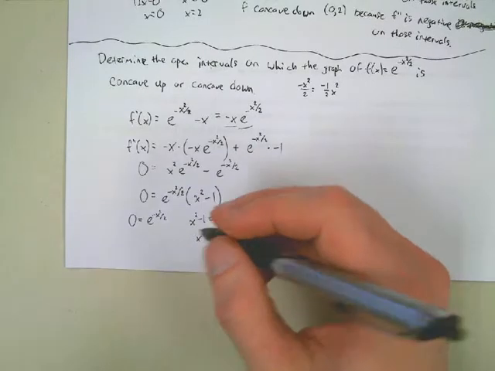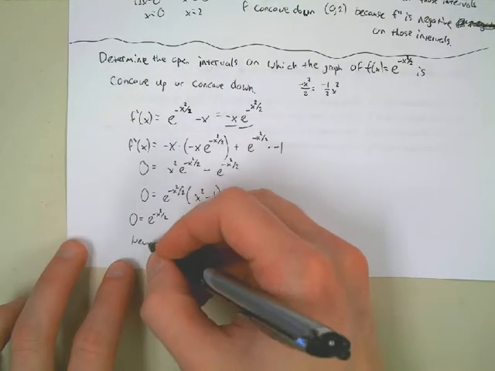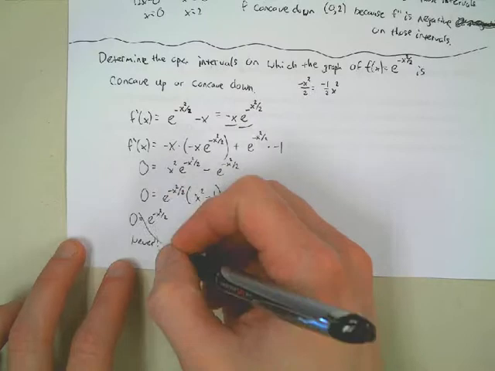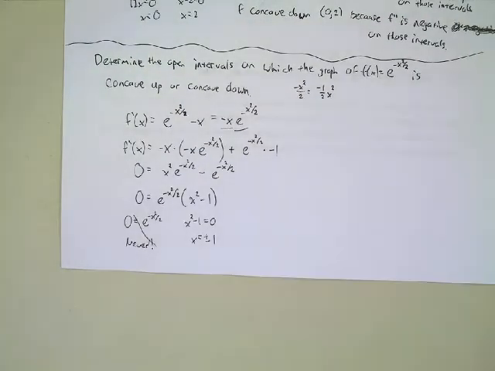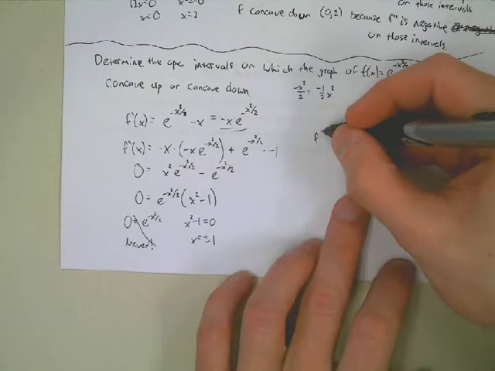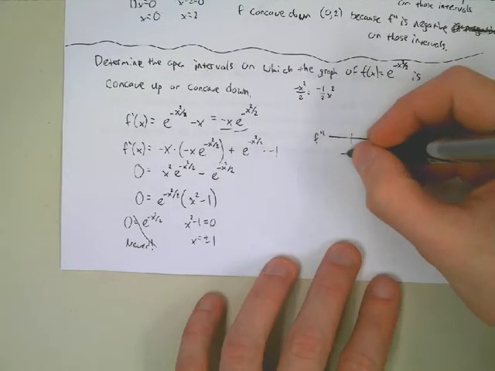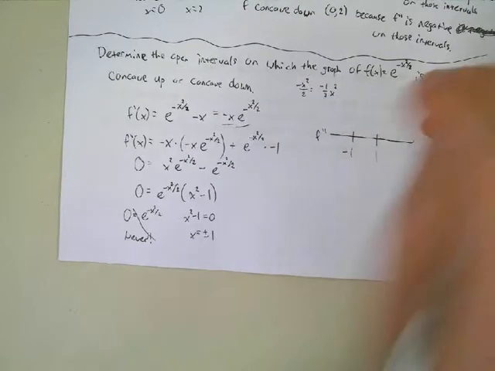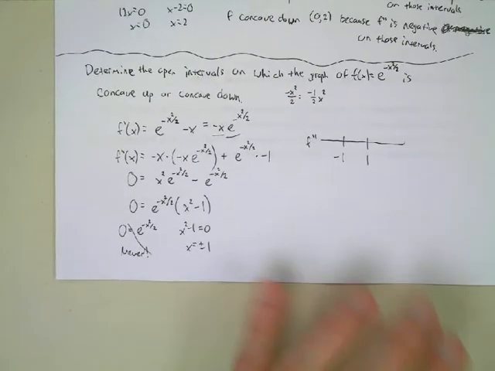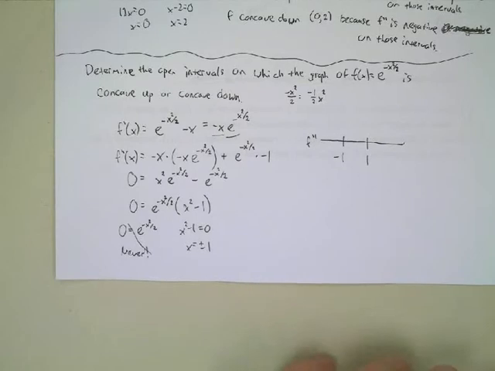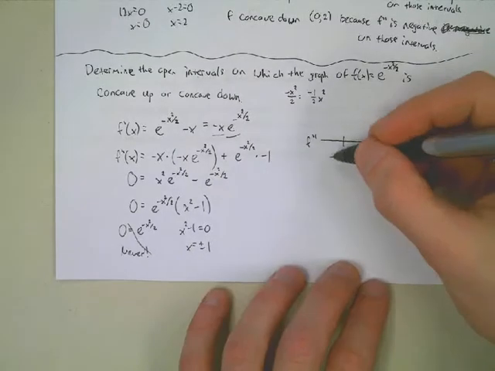Okay, so now we set up our number line. F prime prime. We're going to put -1 first, because that comes first on the number line, then +1. Order matters. All right, and now we're going to guess and check points. What's a good number to pick in here? Sure, -2. And how about in here? Good.